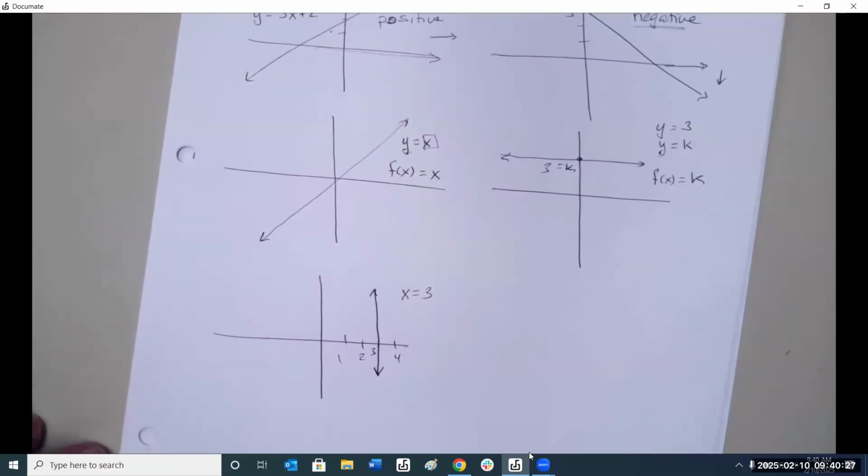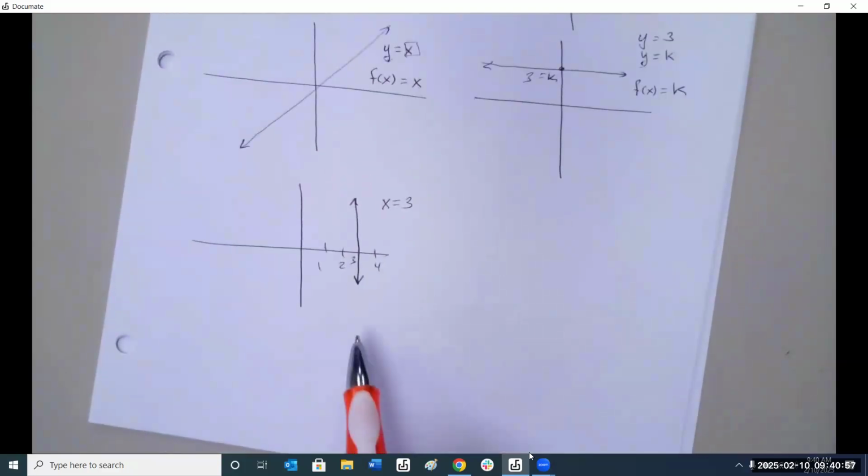Are all of these functions? Let me ask you again. What defines a function? If you could draw a vertical line, what happens? Only once. Right. That's called a what? Very good. Vertical line test. If you could draw a vertical line, it only touches the graph once.